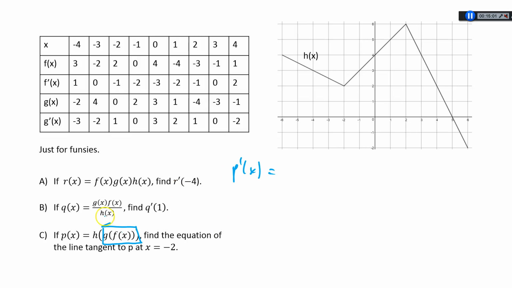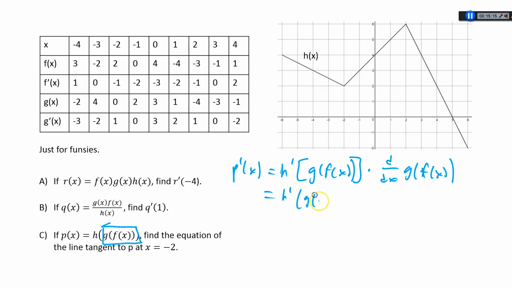Okay, so p prime of x is going to be h prime at, leave the inside function alone, g of f of x. Then we have to multiply by the derivative of g of f of x. Well, that's just chain rule again. So that is h prime at g of f of x, left alone, times g prime at f of x, times the derivative of the baby, which is f prime of x. And we're evaluating that at x equals -2. Gosh, these are fun problems.